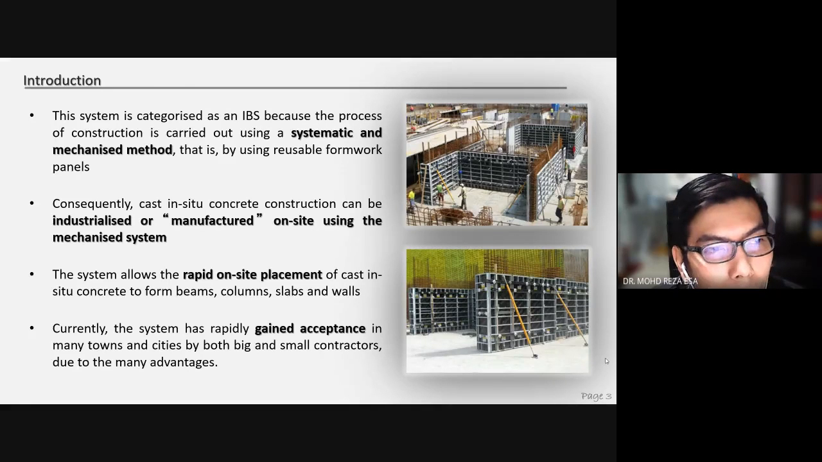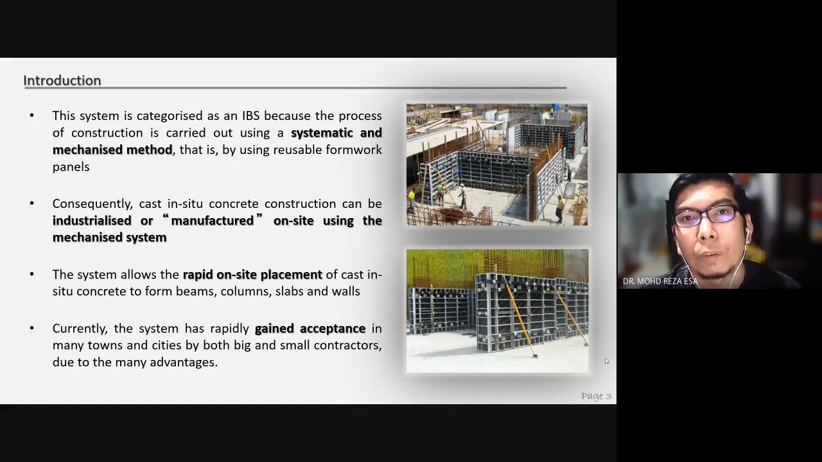Alright, consequently, cast in situ concrete construction can be industrialized or manufactured on site using a mechanized system. You can apply a reusable formwork system, which is a more industrialized or mechanized system. It's more appropriate, and we use this formwork system in your construction project compared to timber formwork. This system also allows the rapid on-site placement of cast in situ concrete to form beams, columns, slabs, and also walls.